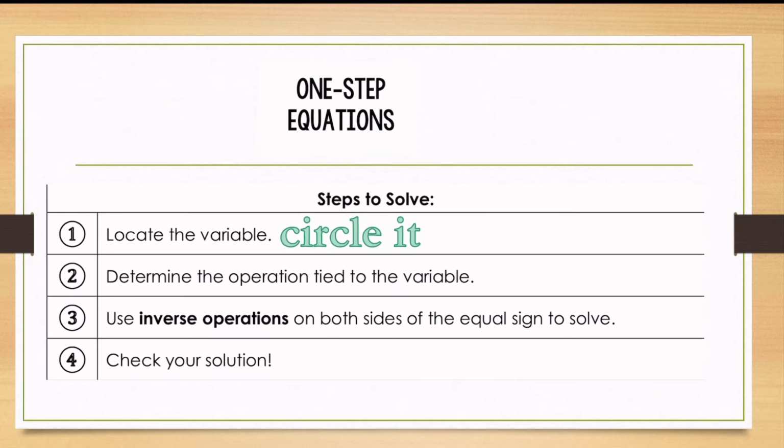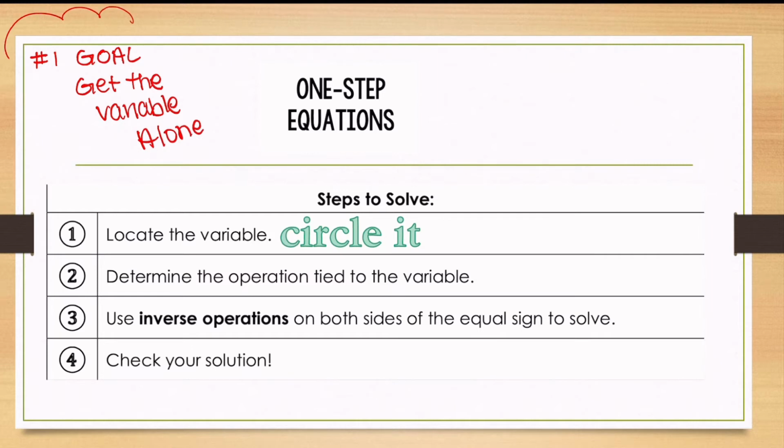Okay, that is your number one job, is to get the variable by itself. So what I want you to do is write that down. Number one goal. Get the variable alone. Okay, this is your number one goal, and it will always be your number one goal when you're solving equations. So after you've located the variable, circle it, because that's the one that you're focusing on.